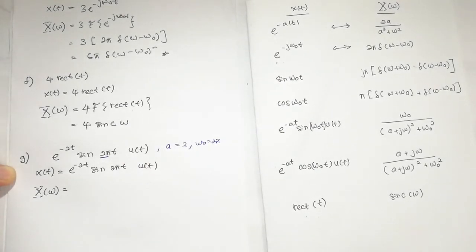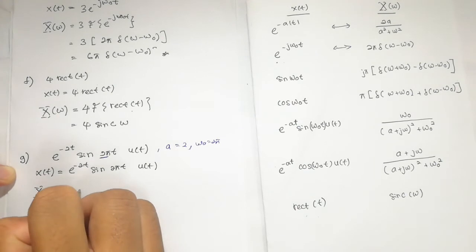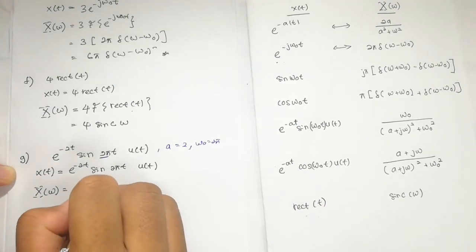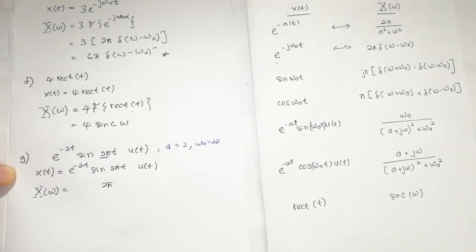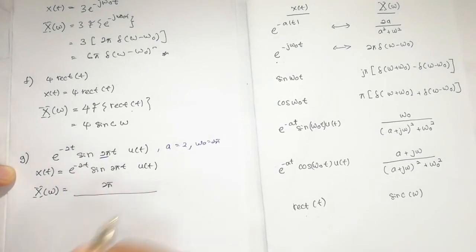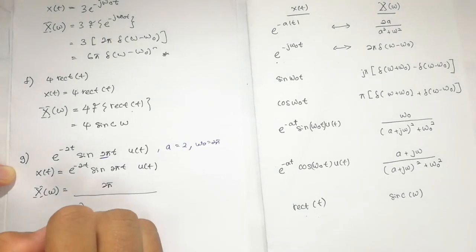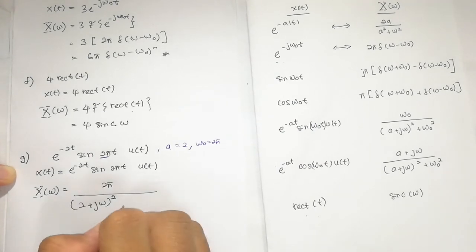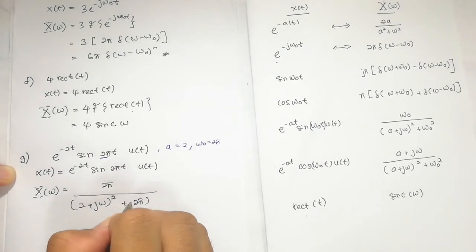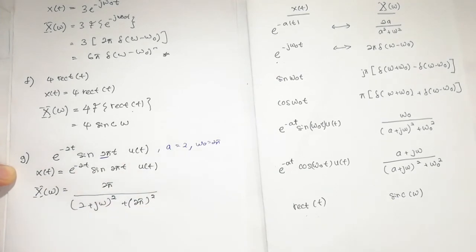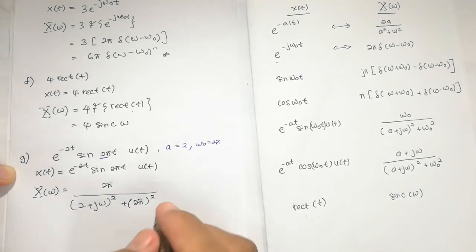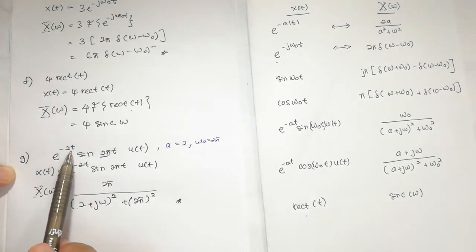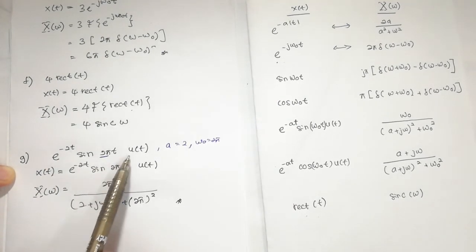So we can use the Fourier transform pair. The Fourier transform of x(t), with omega naught equal to 2 pi, will be 2 pi over (2 plus j omega) squared, plus (2 pi) squared. This is the Fourier transform for our signal e^(-2t) sin(2 pi t) u(t).